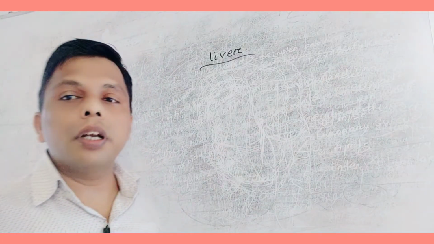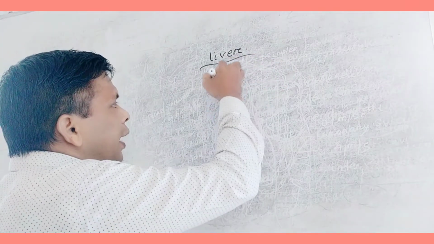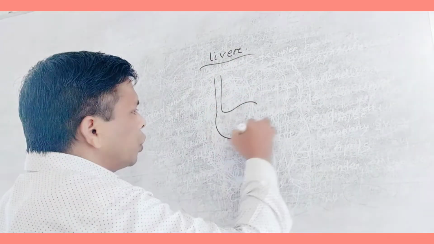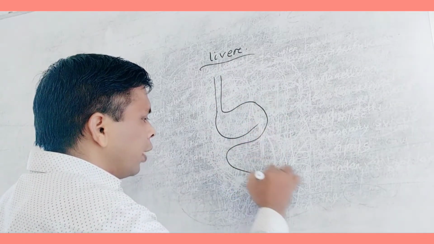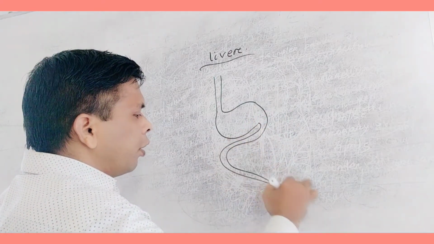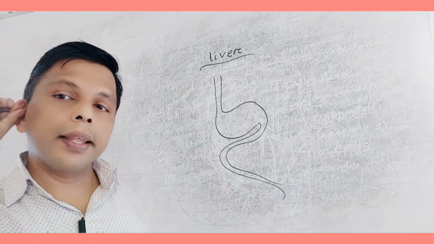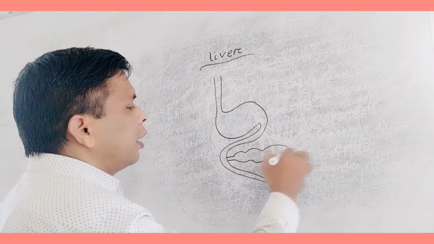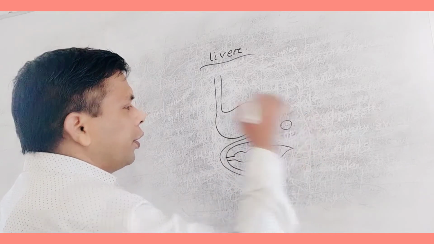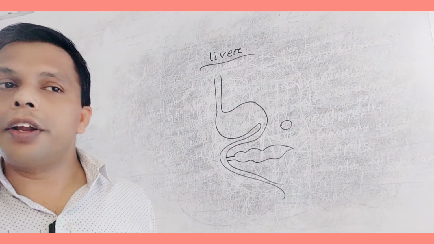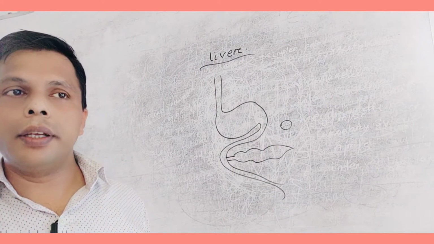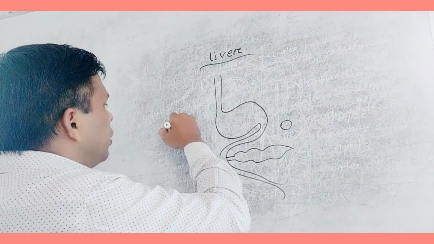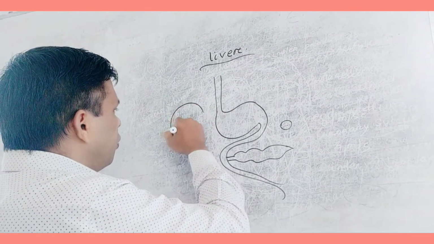If we go through the position of the liver, suppose this is the alimentary canal: esophagus, this one the stomach, followed by the small intestine, duodenum, jejunum, ileum. At this position there is the pancreas. Here the spleen, and at the right side of the gastrointestinal tract, the liver is situated here.